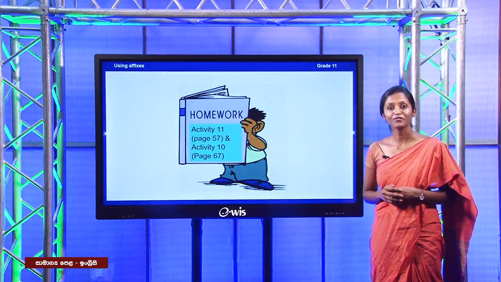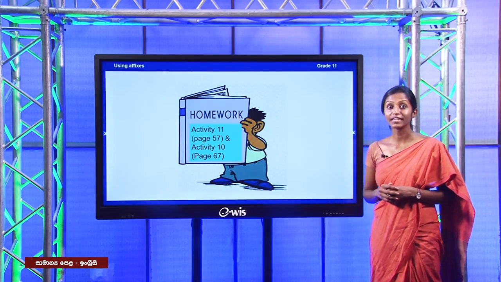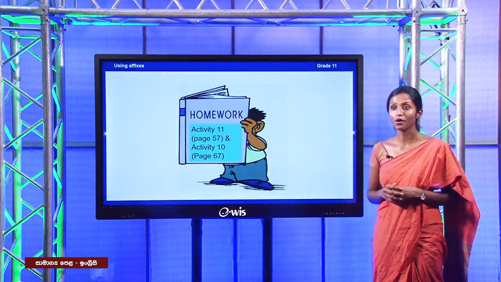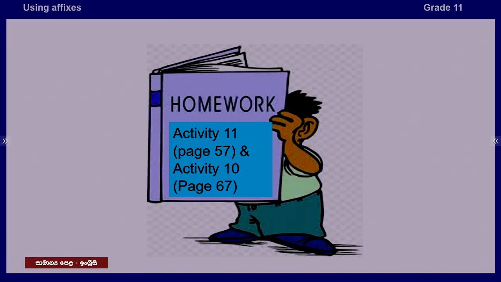Here is a homework for you. Remembering what we learned today, you can do this homework. In page 57, you have activity 11, and in page 67, you have activity 10. Please do these activities in your leisure time. With what we learned today, you sure can do this homework that you can find in your pupil's book.